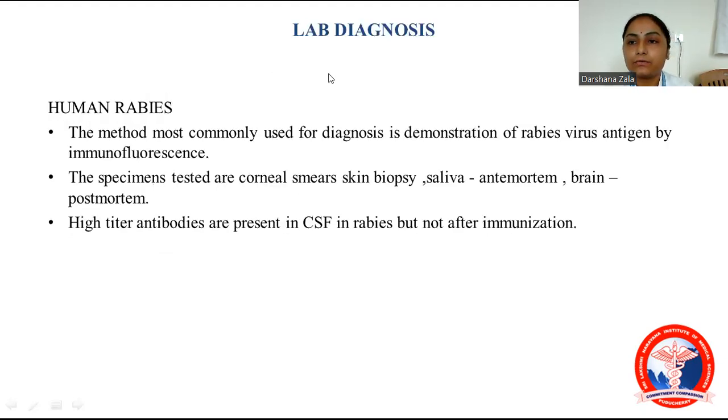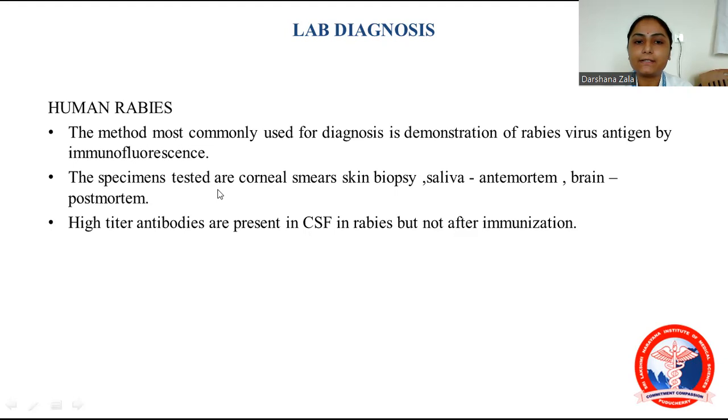Now, how to diagnose rabies? We will see it in a human and also in a dog. First, we'll see the human method of diagnosing rabies. Most commonly, we will demonstrate the rabies virus by detecting the antigen. For that, we are using the immunofluorescence method. So the most common laboratory diagnosis method is antigen detection by immunofluorescence.